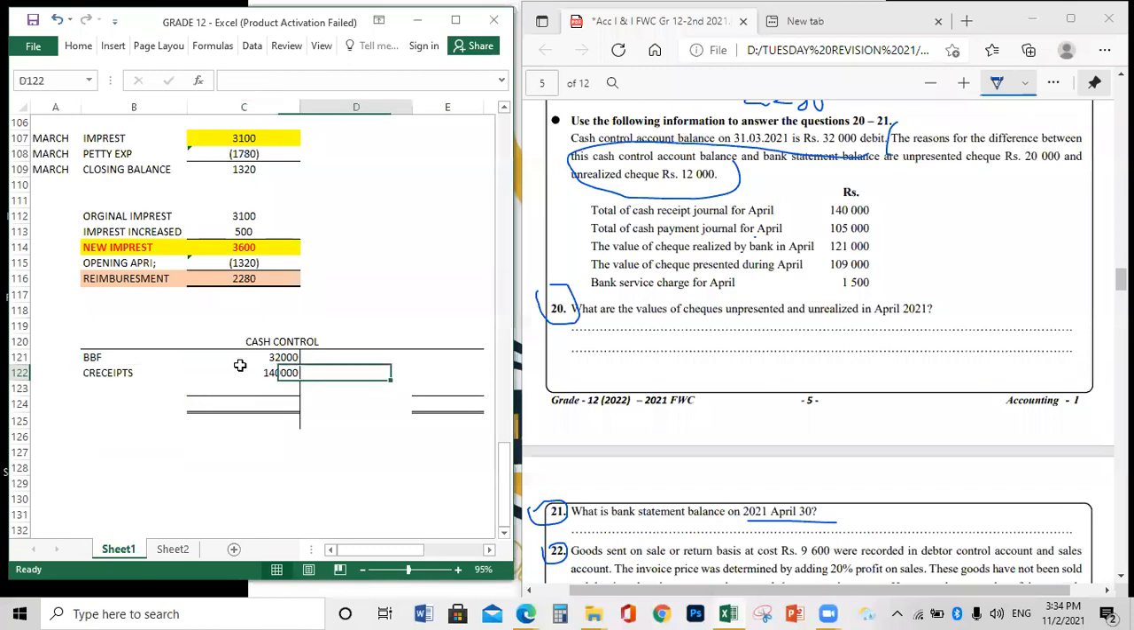And they say the total of payment. How much is the total of payment? The total of payment is 105,000. Now see, the value of checks realized by the bank in April is 121,000 and the value of checks presented is 109,000. Wait a minute. So that's going to be 30, 29.